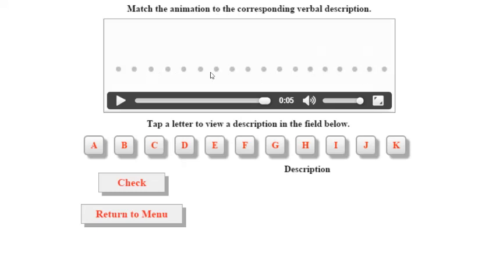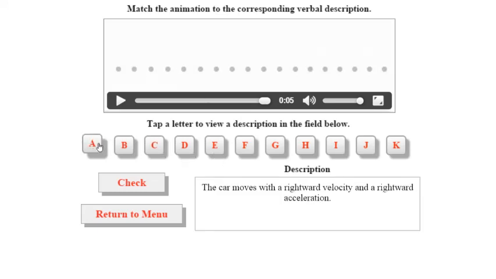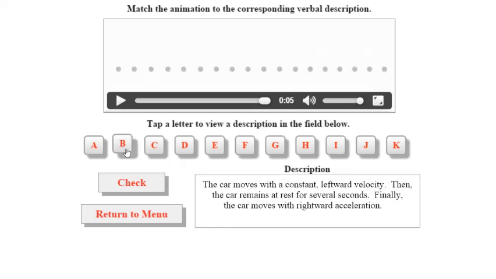But one thing that's also important to notice is that the car was moving to the left. When I start including not only speed, but also the direction, I'm really talking about velocity. So let's take a look at some of these descriptions first of all and see if any of them make sense. Well, this one says the car moves with a rightward velocity and a rightward acceleration. We can essentially just throw this one out right off the bat, because notice the car was not moving rightward, it was moving to the left. So throw that one out. We'll worry about acceleration a little later.